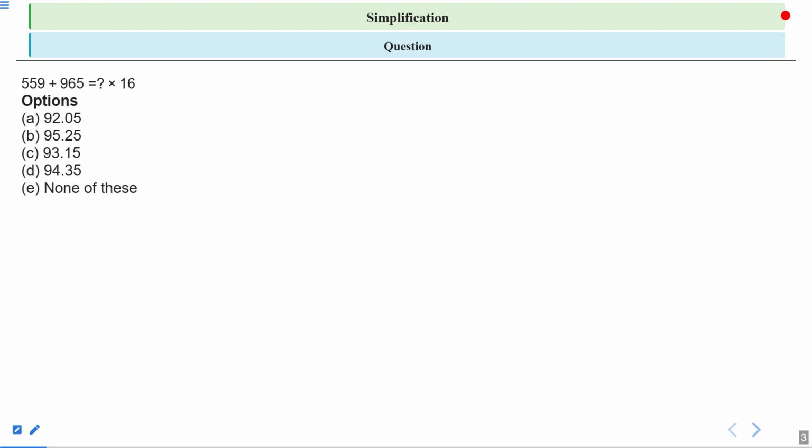Now the question is 559 plus 965 is equal to question mark multiplied by 16. Now there are 5 options. A is 92.05, B is 95.25, C is 93.15, D is 94.35 and E is none of these. Now you have 10 seconds to solve this question. Your time starts now. Now time's up. Let's see the solution of this question.